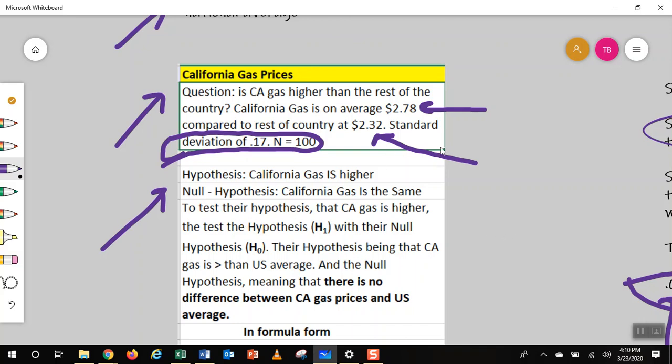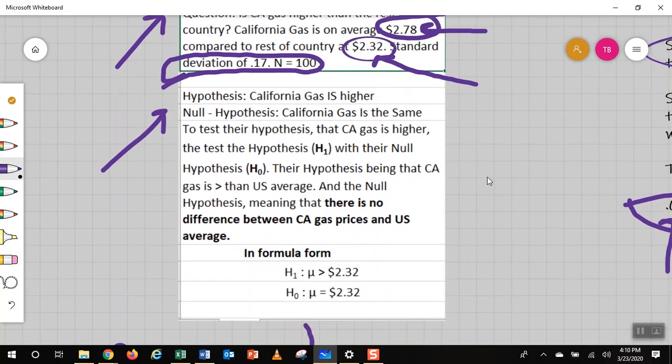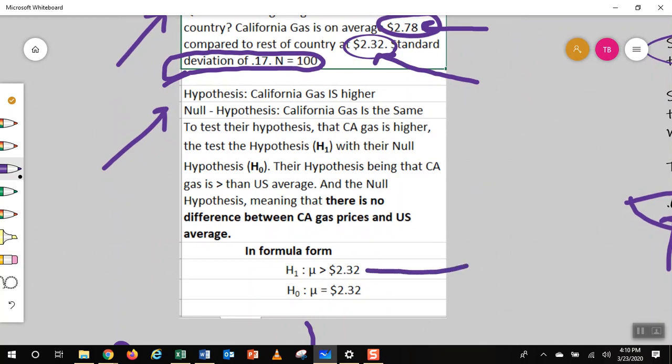So we see the 2.78, that number is obviously higher than the 2.32. So you're going to say, yes, California gas price is higher. So the hypothesis then is here, that H1, that the California gas price is higher than $2.32. That's the hypothesis. And the null hypothesis then, if you recall, null hypothesis had to do with relationships.